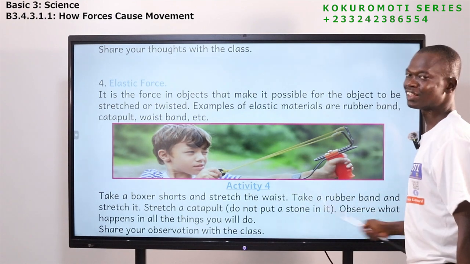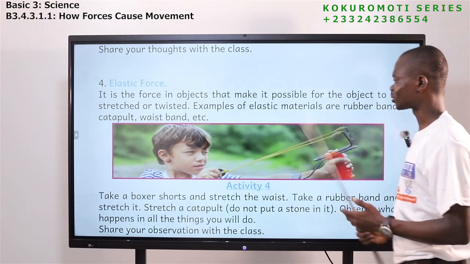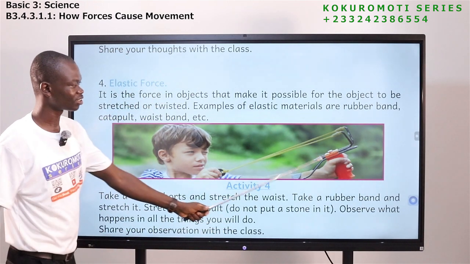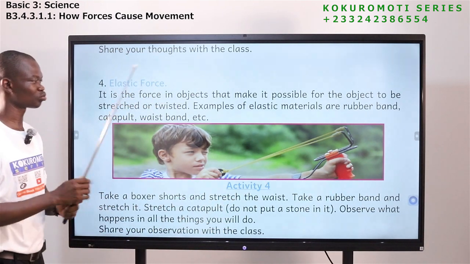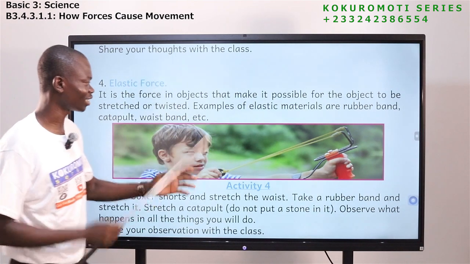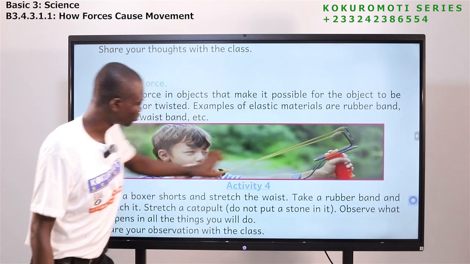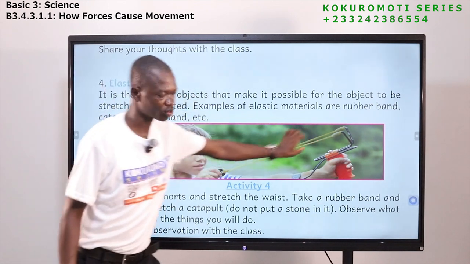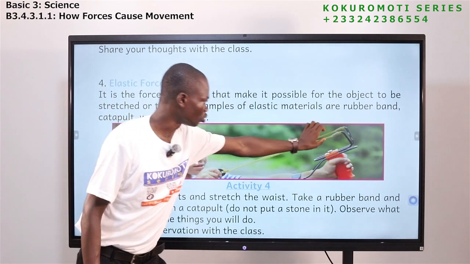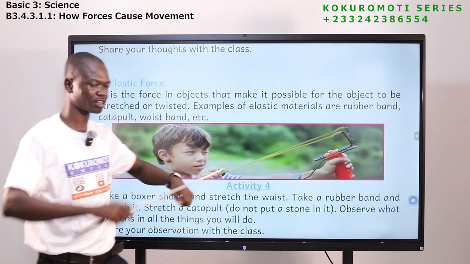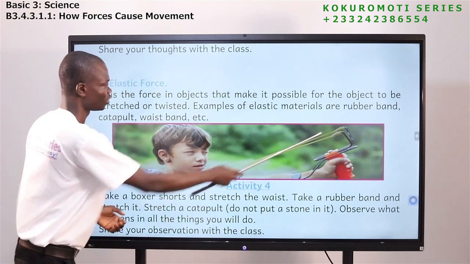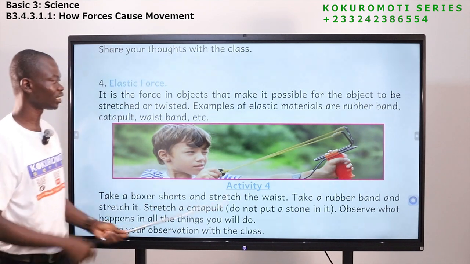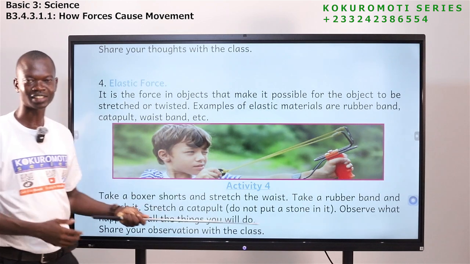Yes, how many of you have done this before? If you have lived in a village before, the catapult doesn't look like this. It's wood that we mostly use. And then we have our rubber tie here. So this is where the elastic force takes place. This side you can stretch it, you can twist it. So the force that we have here is called what? Elastic force. It is not only in a catapult that we see this type of force.